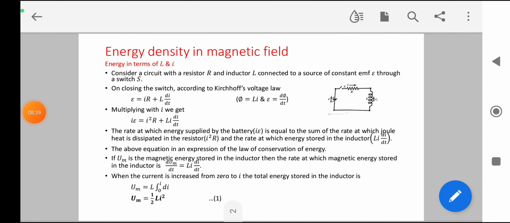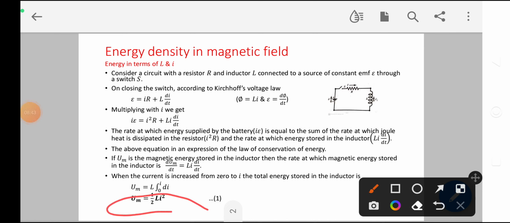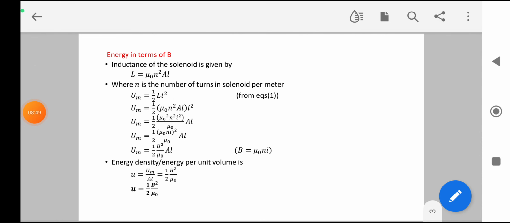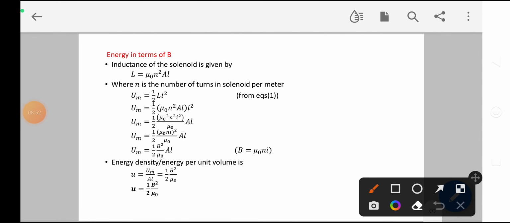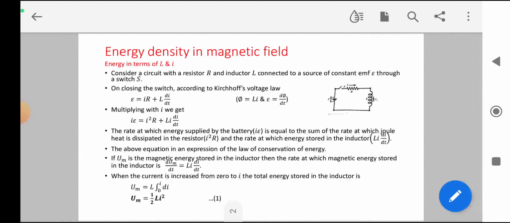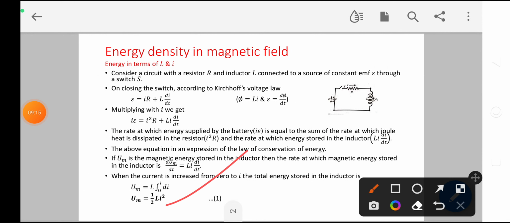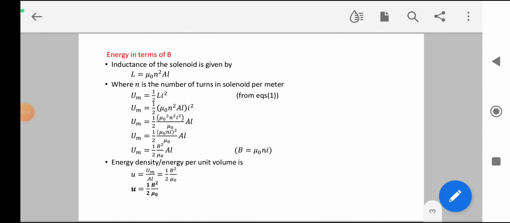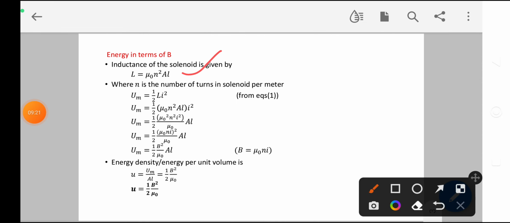Now, see, this is the energy equation in terms of L and I, so it is over. Next, the energy equation in terms of B, that is the magnetic energy density. Inductance of a solenoid: in the previous videos, using the solenoid, we have derived the value L as mu naught n square A l. Okay, it is the L value. And from equation 1, see, here equation 1 is there. What is half L i square? Substitute the L value in the place of L in half L i square.